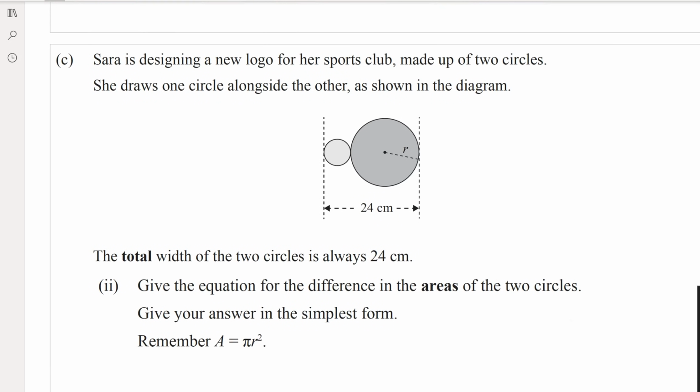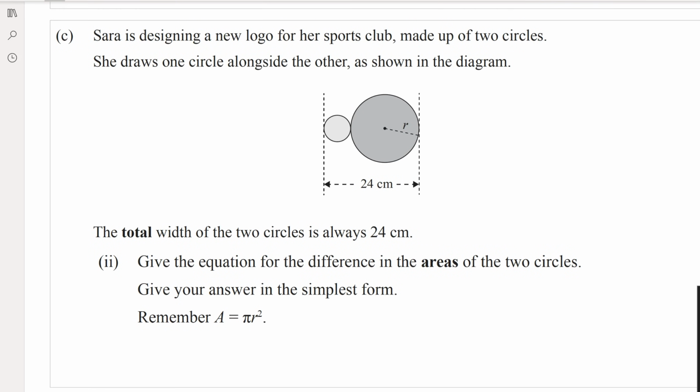Okay, the second part of the question. Now for the second part of the question, it says try and work out the difference between the two areas. Now remember that we worked out a relationship in the previous question, because we said that the radius of the small one plus the radius of the big one is equal to 12 centimeters, right? But instead of small and big, I'm going to rewrite this as radius of the first circle plus radius of the second circle equals 12 centimeters. All right? Because we need to find the difference in area for these two circles.